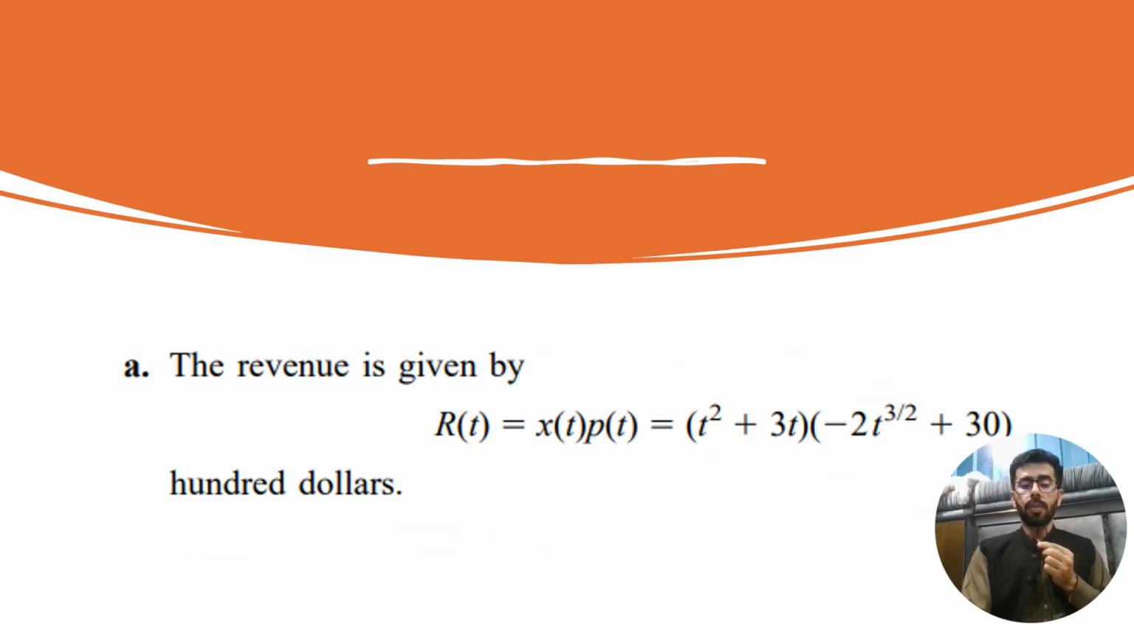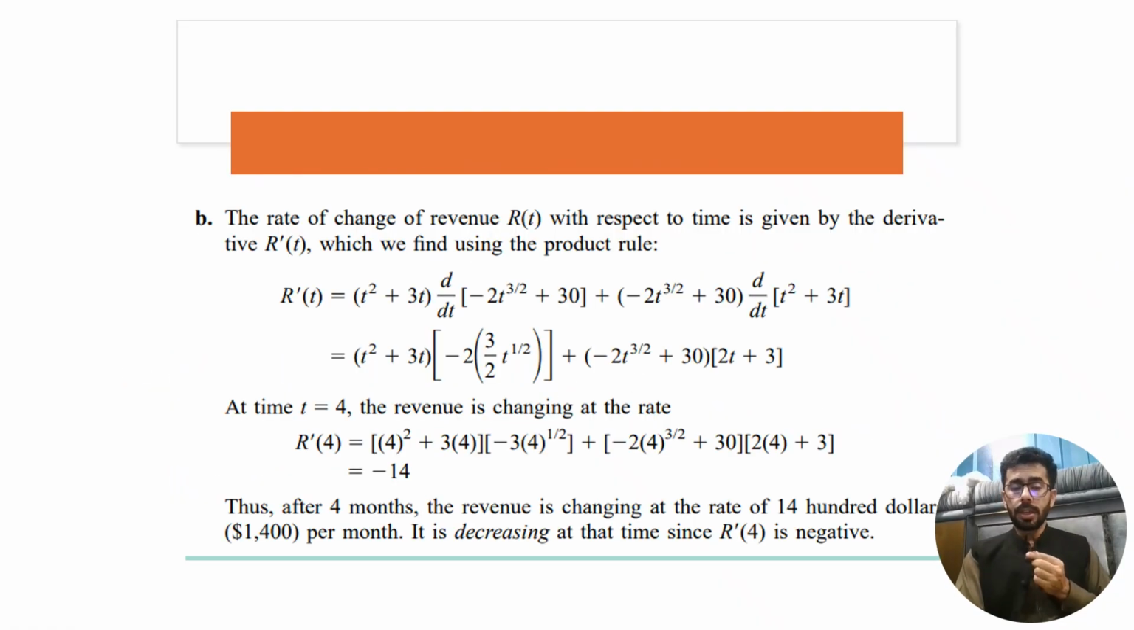Let's see. We found the revenue. We multiplied quantity with price, and that gave us this product. We need to find the rate of change, so we will take the derivative of this product. We keep first function same, find the derivative of the second, keep the second function same, find the derivative of the first. So we simplify it, we got our answer. We put t equals to 4 because we are interested in the change after 4 months. The answer is negative 14.